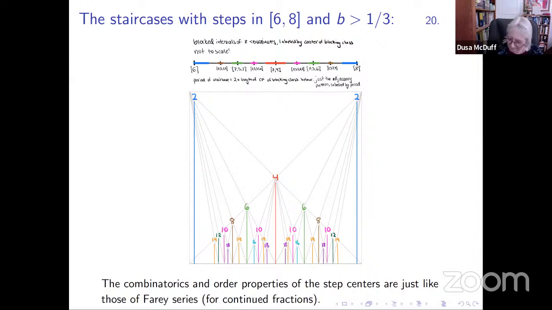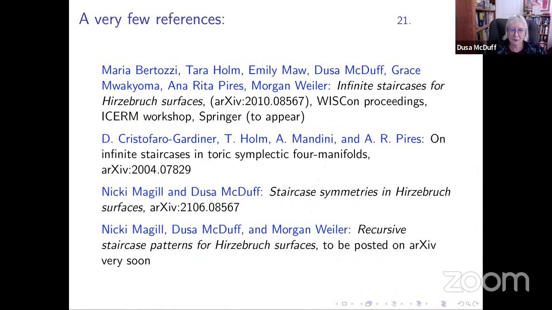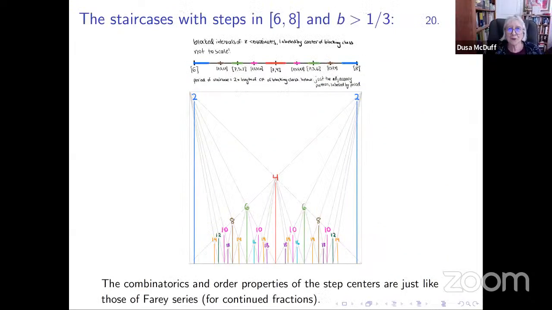Okay, so I think that's the end of it. And here are some of the references. Our last paper about these recursive patterns is not quite finished yet. It'll be up soon.